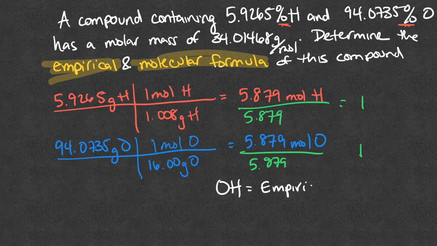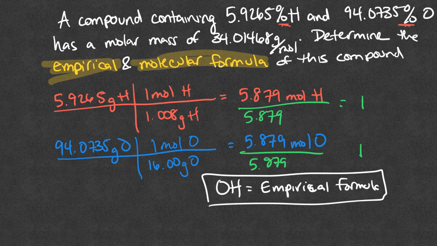Now we have to figure out the molecular formula. I tell you on this side the molar mass of the molecular formula, and it's 34.01468. We need to figure out how many times bigger the molecular formula is than the empirical formula. In order to figure that out, we need the molar mass of the empirical formula. So we have the empirical formula here. Let's figure out its molar mass.